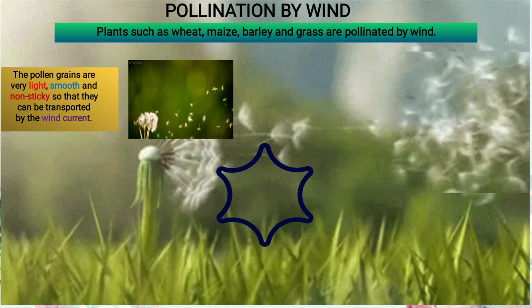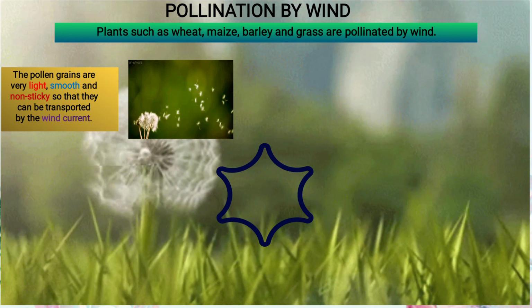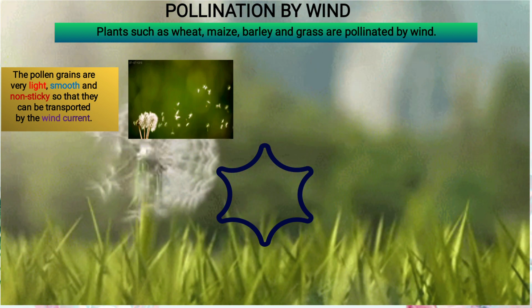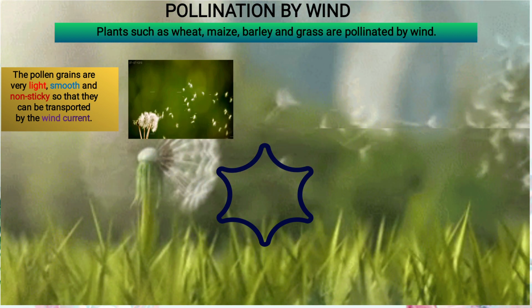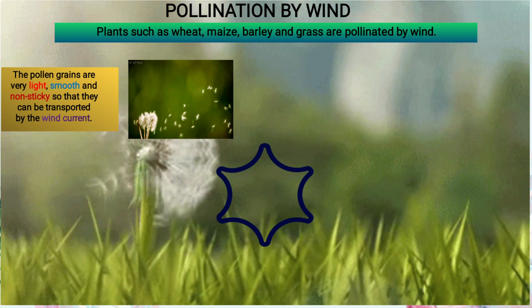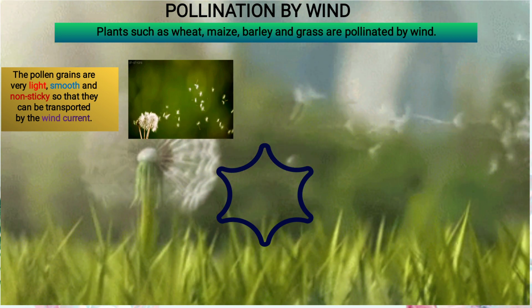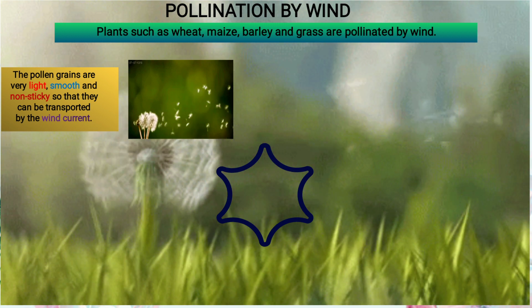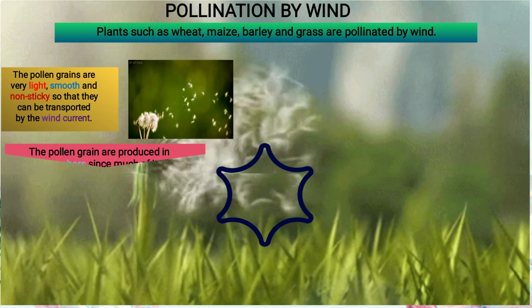Otherwise, if they stick to another part of the plant, they can't be easily blown away by wind. अगर वो किसी दूसरे चिपचिपा होगा, चिपक जाएगा तो वो हवा के झोंके से वो नहीं उड़ पाएगा. That's why the pollen grains are non-sticky, so that they can be easily transported by wind. In the image you see, easily transported by wind current.